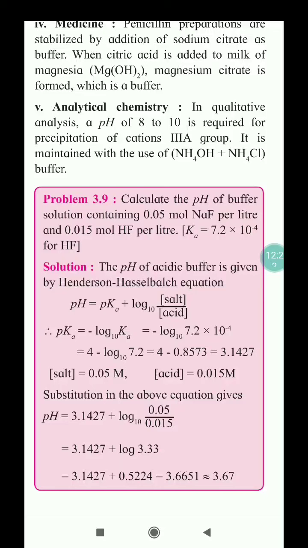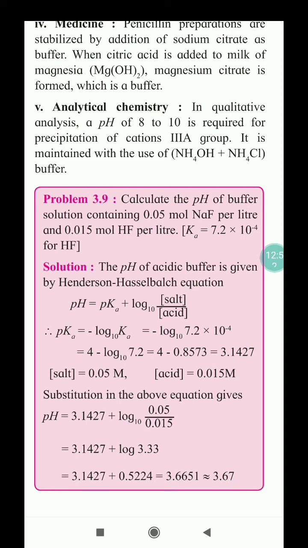We know the Henderson-Hasselbalch equation: pH is equal to pKa plus log to the base 10 of concentration of salt upon concentration of acid, and in case of pOH, pOH is equal to pKb plus log to the base 10 of concentration of salt upon concentration of base. And pKa and pKb are equal to minus log to the base 10 of Ka or Kb respectively. Now there is one solved problem.